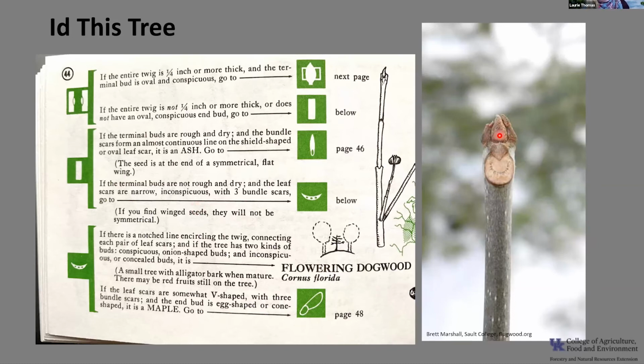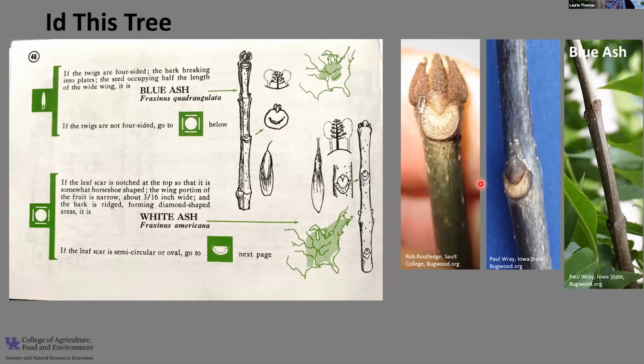Well, granted, we can't feel what our terminal bud feels like, but it looks kind of rough. You can see there's a texture on that. And then the great one here is it has a shield shape, definitely a large leaf scar, much larger than this narrow inconspicuous one. And we have a continuous line of our bundle scars. You remember those are the veins that carried the water to the leaf. So we have a nice continuous, looks like a horseshoe shape of those. So we have some type of ash. So it tells us to go to page 46. So let's flip over to page 46.